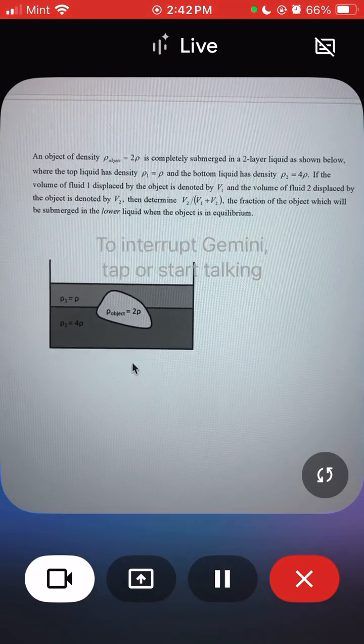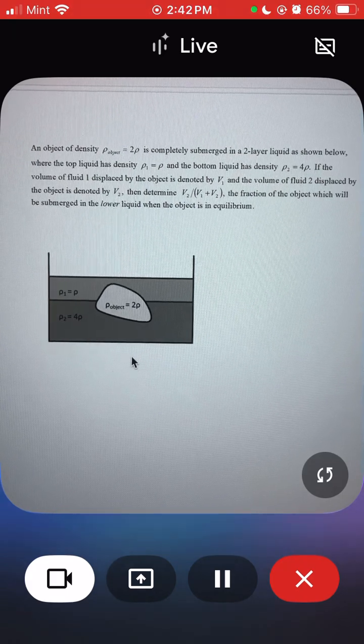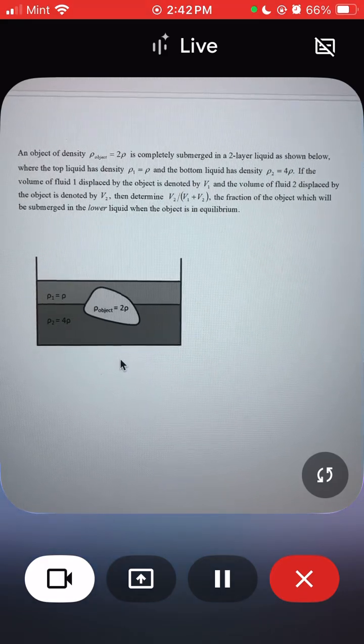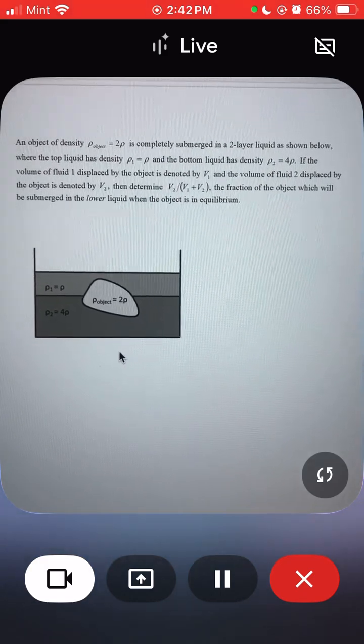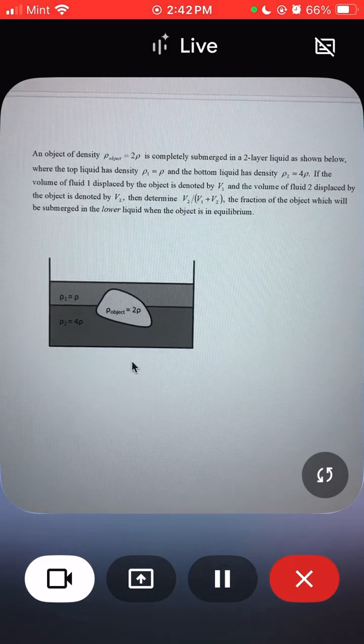Hey there. I see you're working on a physics problem about buoyancy and fluid layers. That can be tricky. What specifically are you trying to figure out? Can you help me solve this? First, can you read it just so I make sure that you understand it?